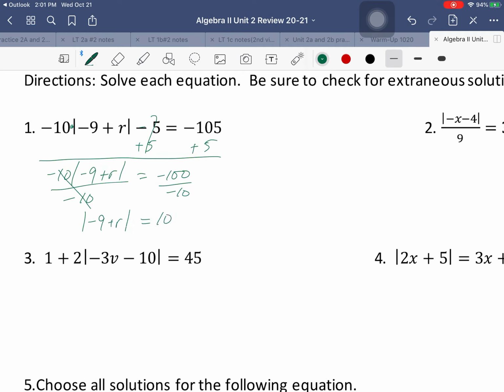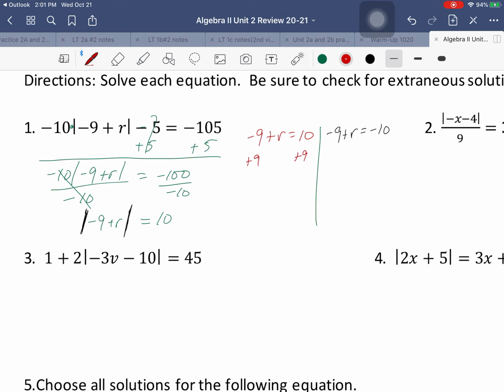Now the absolute value is isolated. It equals a positive number, so we keep working these out. We're going to work it out into two equations: negative 9 plus r equals 10, and negative 9 plus r equals negative 10, because 10 and negative 10 are both the same distance from 0 on a number line. So we have to work both of these equations out.